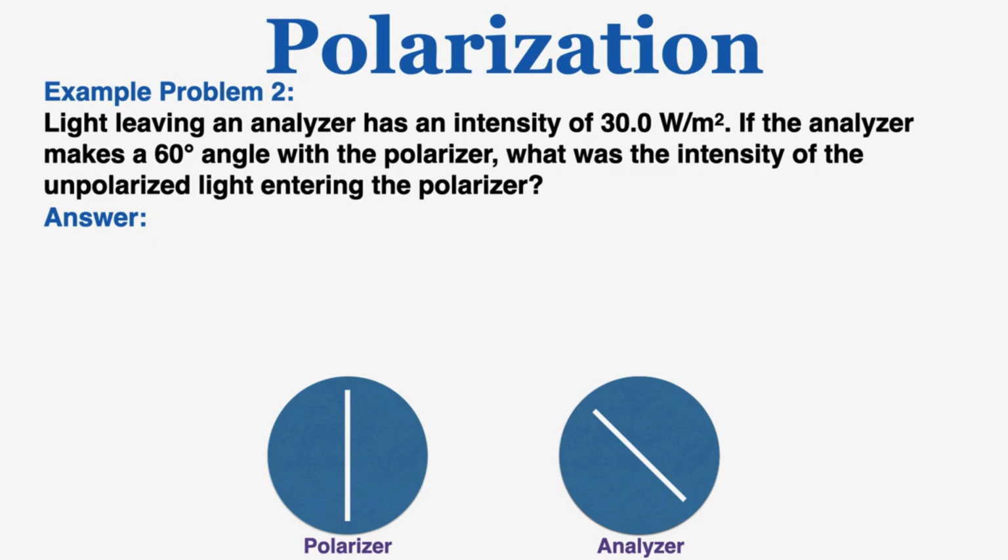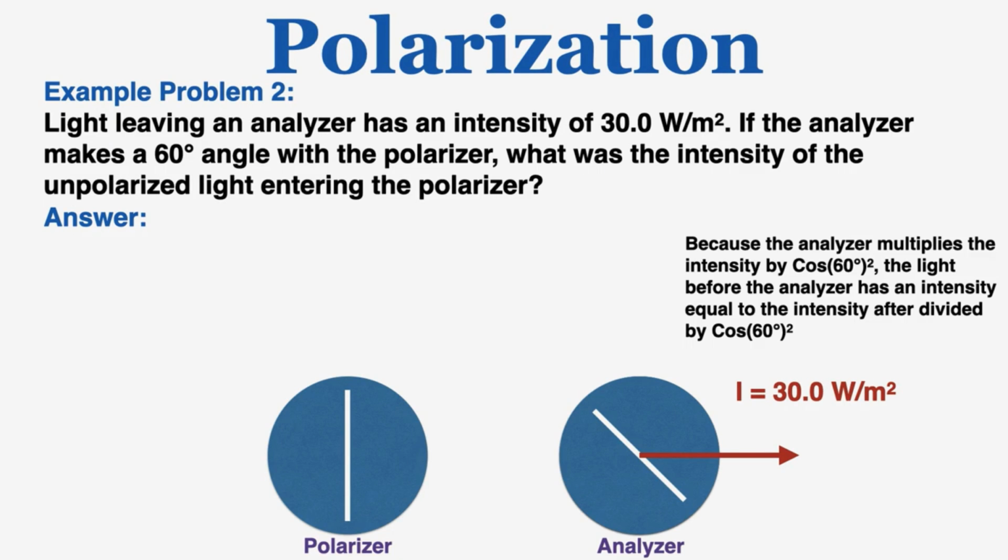If the analyzer makes a 60-degree angle with the polarizer, what was the intensity of the unpolarized light entering the polarizer? So we have this light coming out with an intensity of 30.0 watts per meter squared. And because the analyzer multiplies the intensity by cosine of 60 degrees squared, the light before the analyzer has an intensity equal to the intensity after divided by cosine of 60 degrees squared. So just working backwards, if light going through the analyzer is multiplied by cosine of theta squared, tracing our steps backwards would require us to divide by cosine of theta squared to get an intensity before of 120 watts per meter squared.